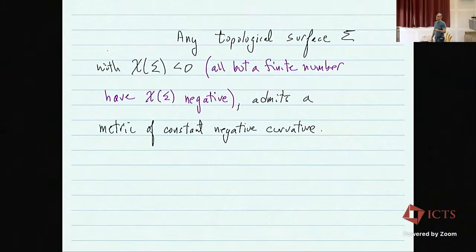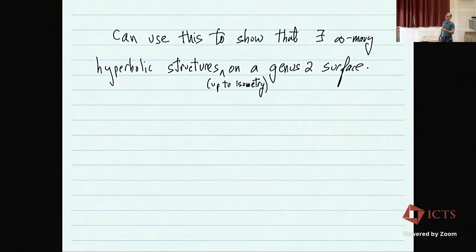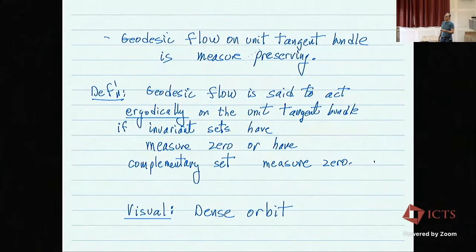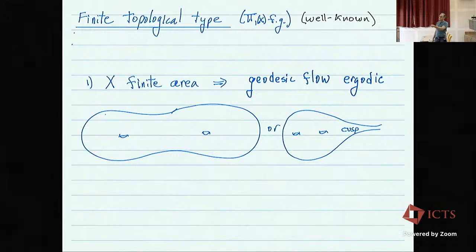Okay, so again, that's not a proof, but it's the right idea that the geodesic flow on here is ergodic also. So that's one type of finite topological type. By finite topological type, I mean the fundamental group is finitely generated.